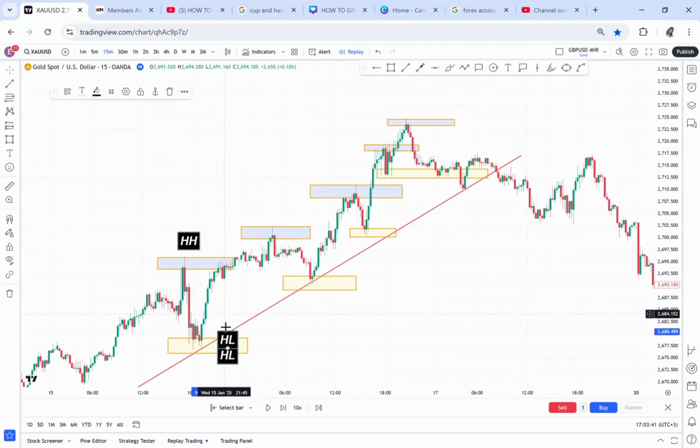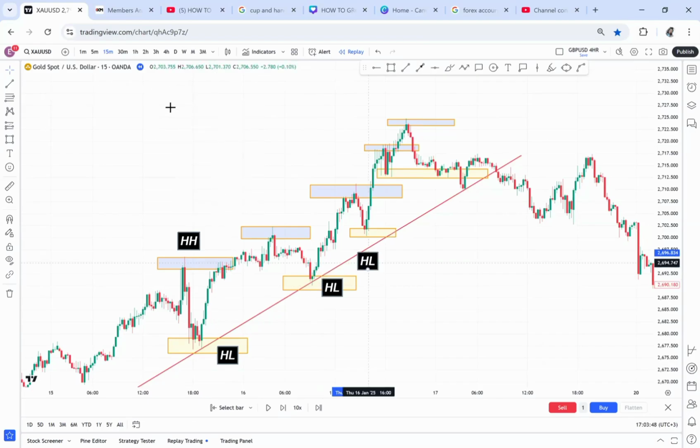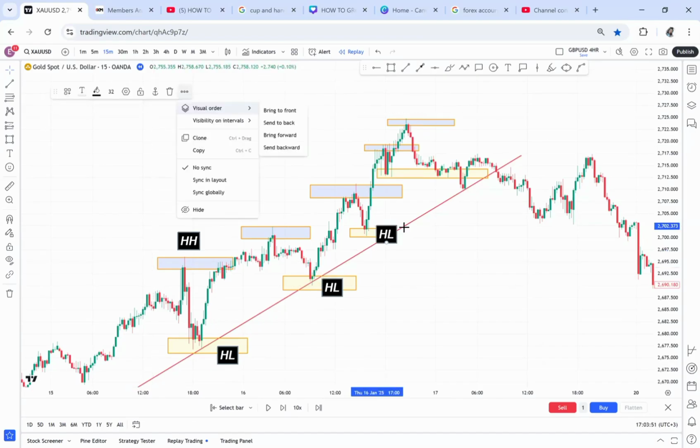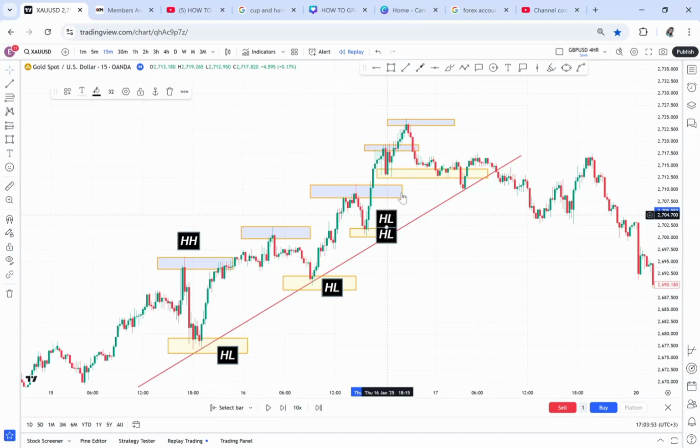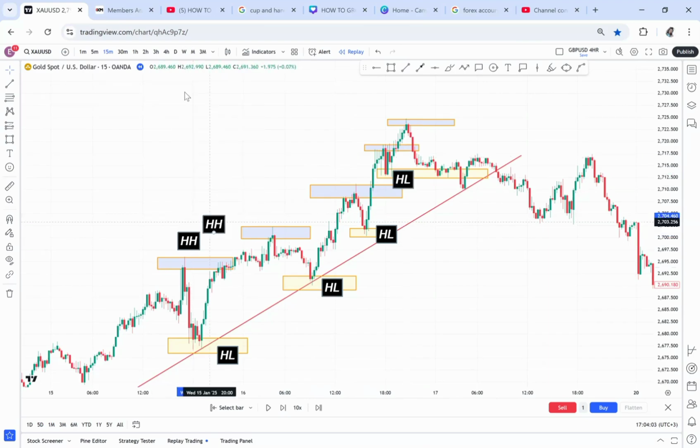And the reason why I'm taking my time is because there's a transformation if you start trading what I'm showing you. If you start trading what I'm showing you, you will even feel something will start happening in your trading journey. So all those are high lows and these are high highs.